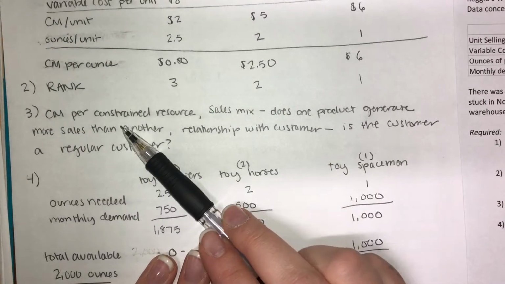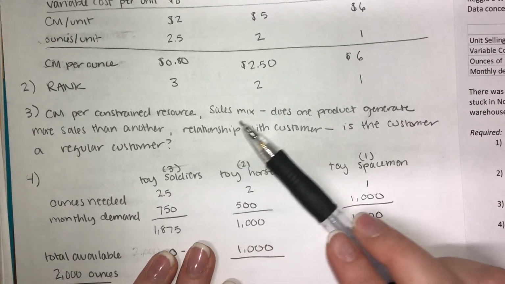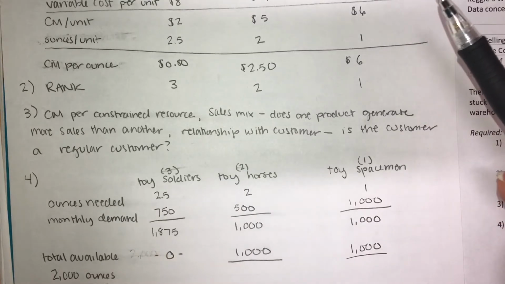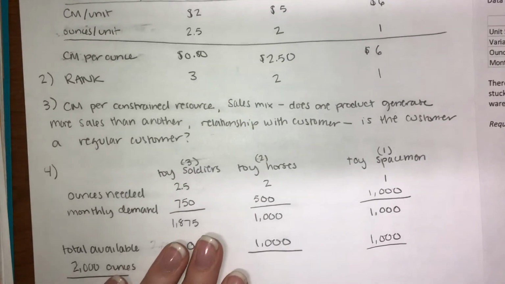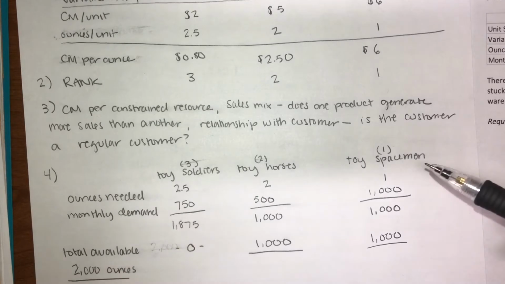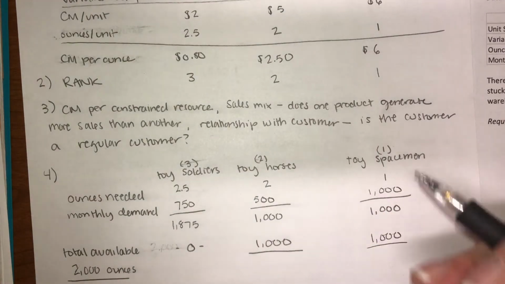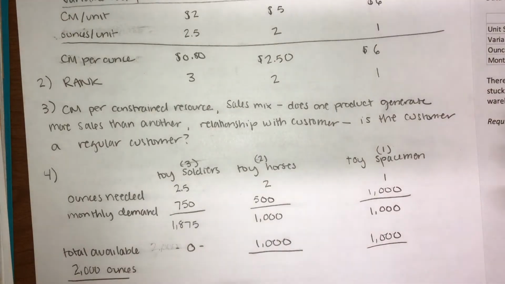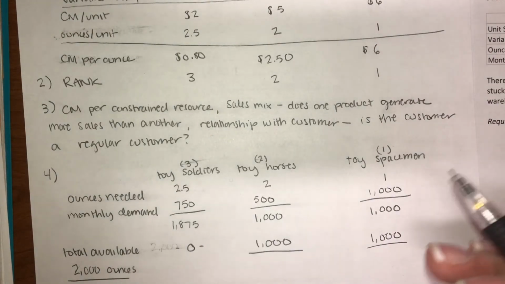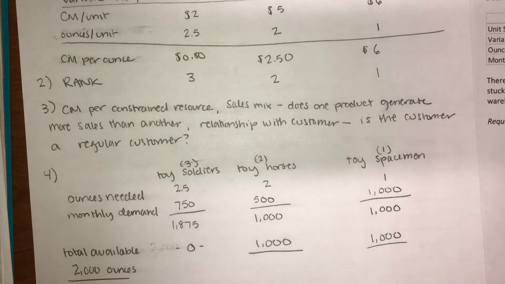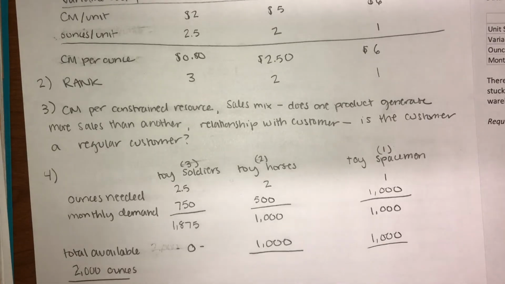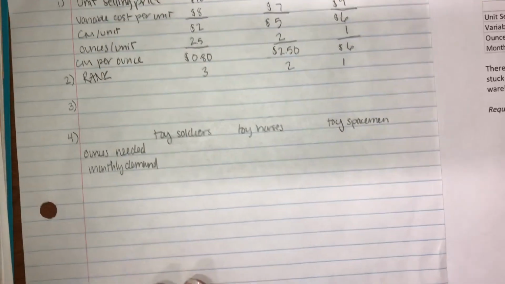So we want to look at the constrained resource, we want to look at the sales mix, and does one product generate more sales than another? That's basically like the demand. We also want to think about the relationship with the customer. If I don't produce, am I going to ruin my relationship with my customer? Or do they kind of just not really care? They'd rather have the higher producing product too. So those are just things we want to take into account.